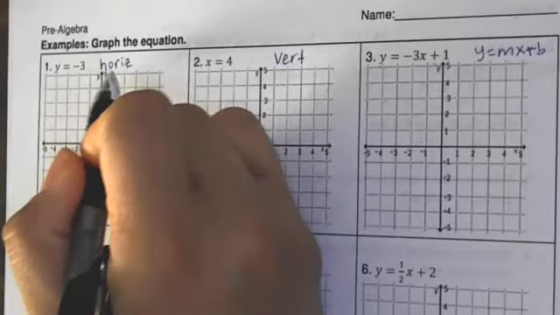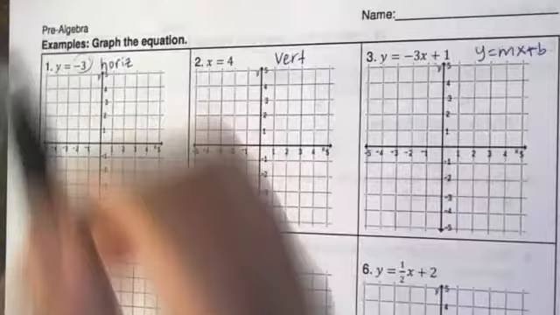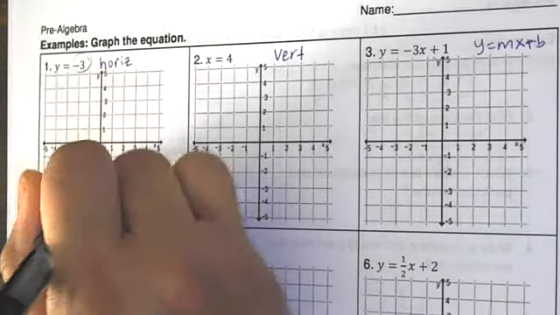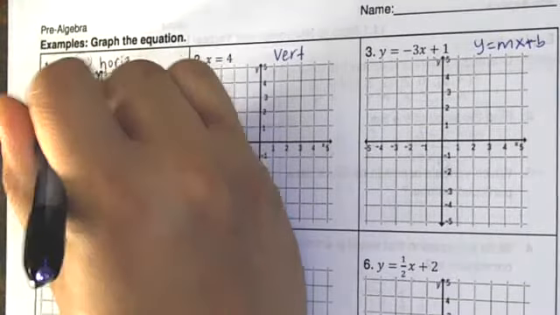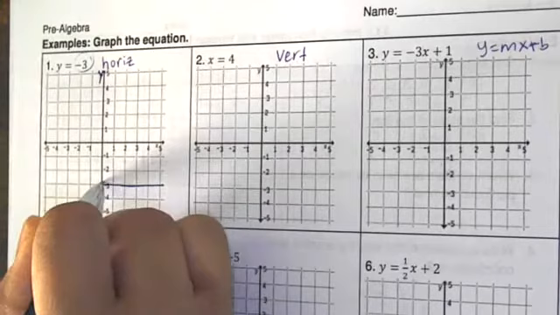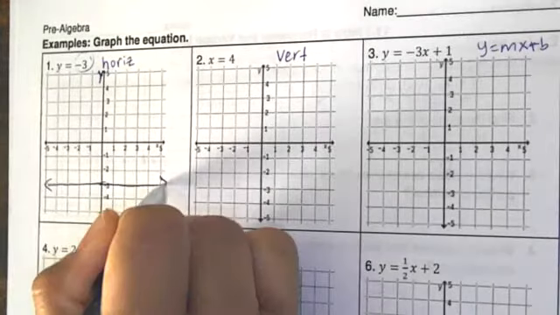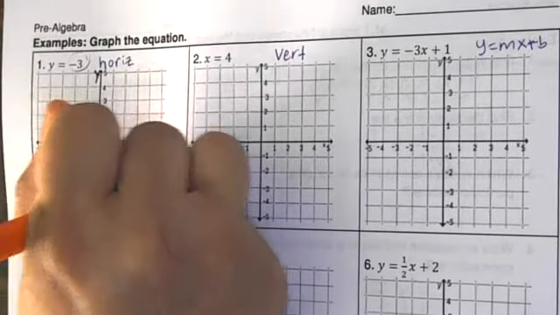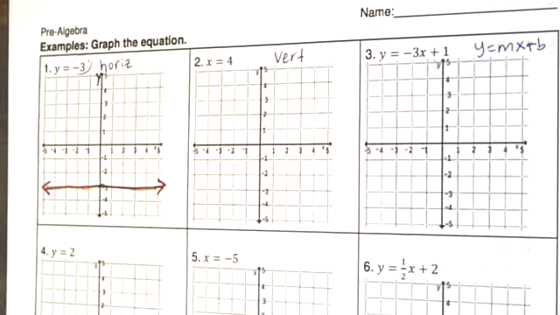Okay, so horizontal at -3. So you find -3 on the y-axis, right? Because the y values are going to all be -3. And you can either plot points or you can just draw a line. I'm going to actually do this in a different color so you can see this a little bit better. But that's all we would do here.